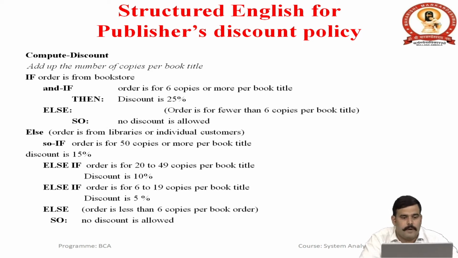So, the first 5 lines, from if the order is from a bookstore to no discount is allowed, give the structured English for the bookstore as per the publisher discount policy. Now, else the order is from libraries or individual customers.